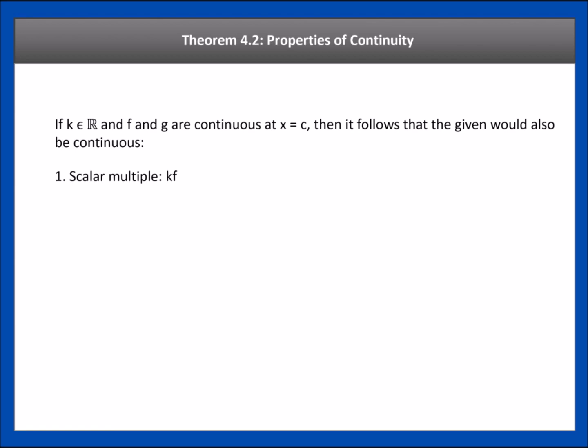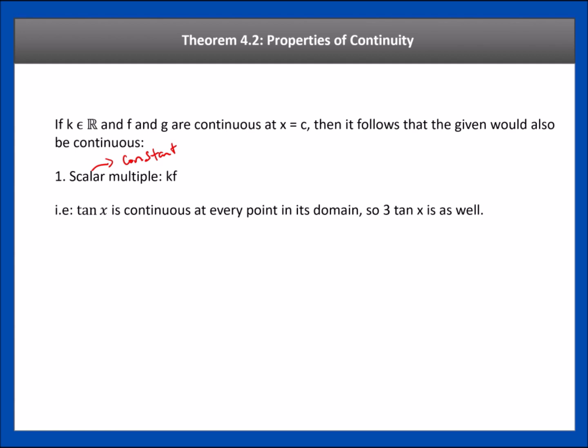All right, so let's look at theorem 4.2, properties of continuity. So if you have a number k, which is a real number, and f and g are continuous at x equals c, then it must follow that the given would also be continuous. So if I have the function f and I multiply it by a scalar, remember a scalar is like a constant, right? So k is a constant, k is a real number. So if I multiply the function by k, then that function must also be continuous at x equals c.